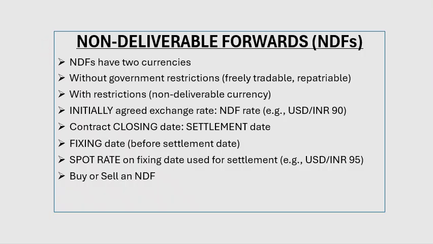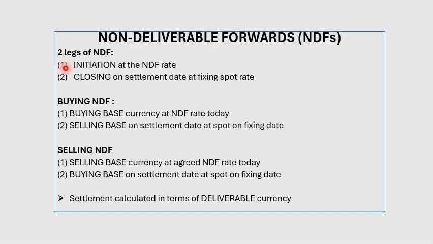For profit and loss calculation purposes, think of an NDF as having two legs. The first one is the initiation of the contract on the contract date at the NDF rate. The second leg is the closing of the contract on the settlement date at the relevant fixing spot rate. Buying the NDF usually means agreeing to buy the base currency at the NDF rate, which is the forward rate, and agreeing to sell the base currency on the settlement date at the spot rate on the fixing date. Selling an NDF usually means agreeing to sell the base currency at the agreed NDF rate, which is the forward rate, and agreeing to buy the base currency on the settlement date at the spot rate on the fixing date.